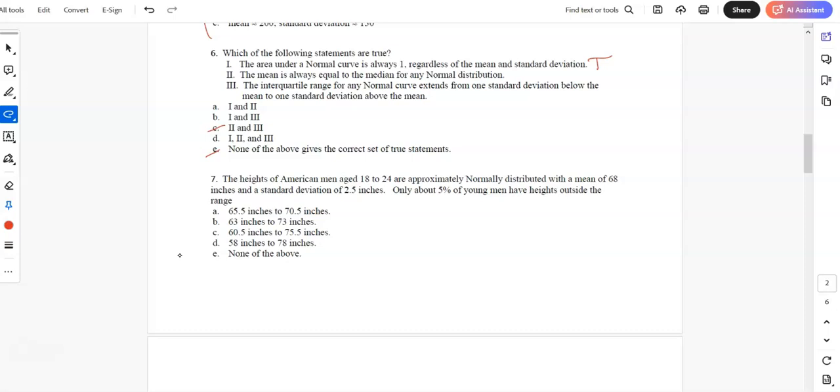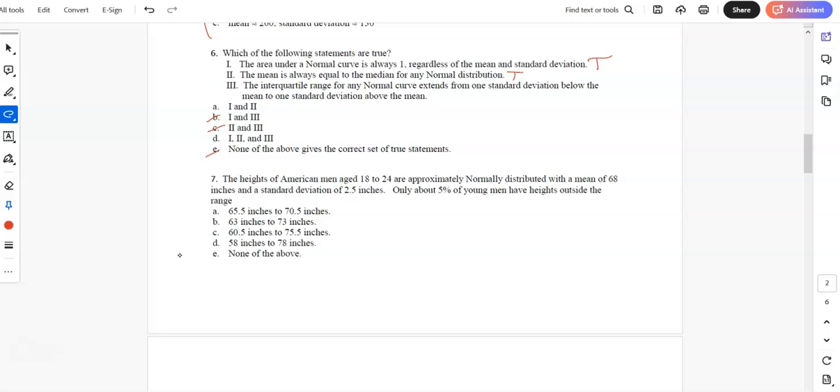The mean is always equal to the median for any normal distribution. They didn't say approximately normal, they said normal. So is that true? Is it exactly equal? Yes, it is. For a true normal distribution, that's going to be true. So now I know that guy's gone because it doesn't include 2. Okay, got to check 3 still.